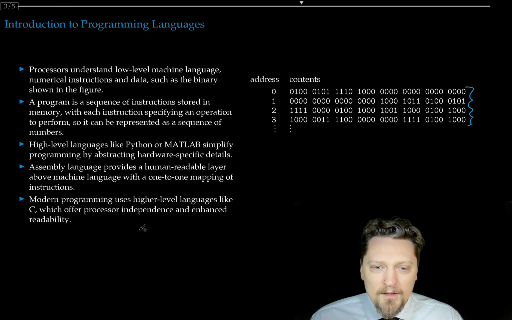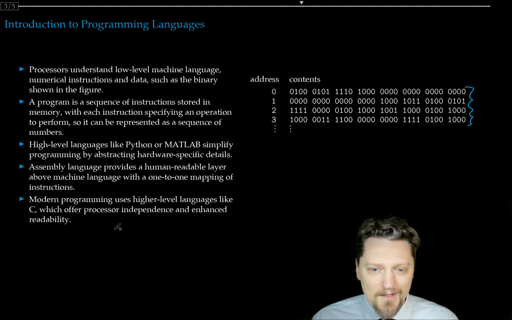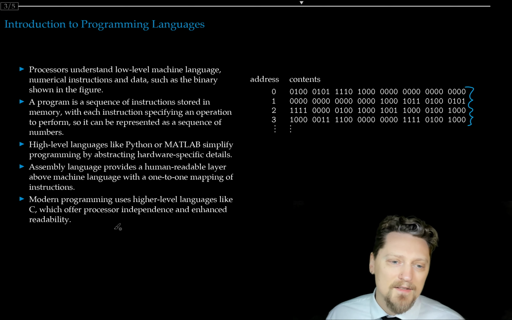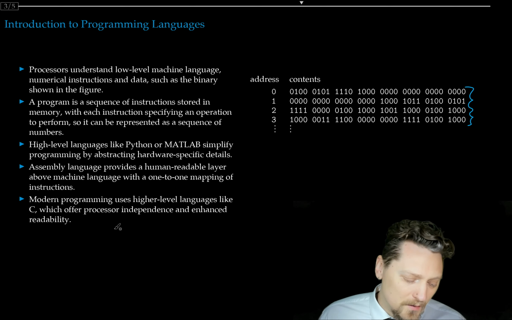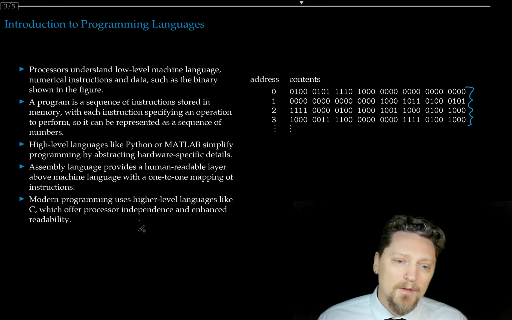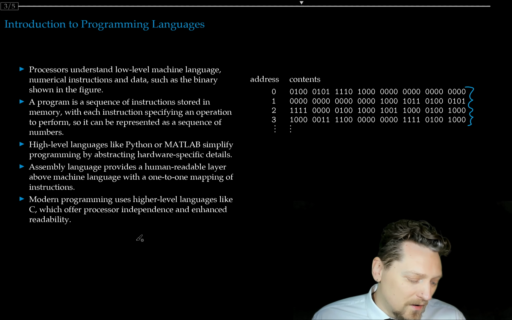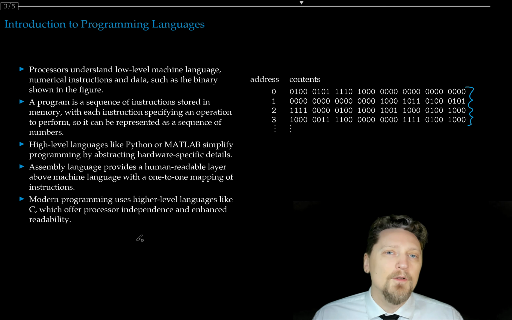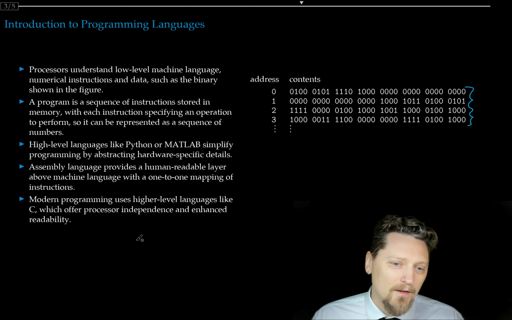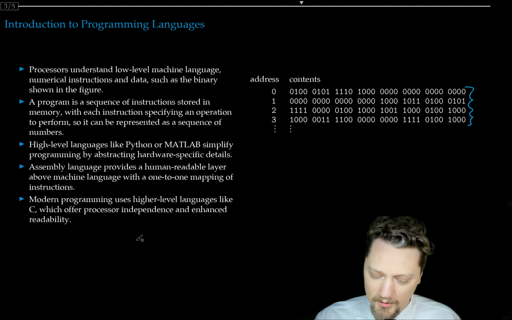Modern programming uses higher-level languages like C, which offer processor independence and enhanced readability. Looking through assembly code, it's often very difficult to discern what the program is doing. Whereas when you look at a C program, if the programmer was doing their job well, you should be able to follow what's going on. Okay, so that's a high-level intro to programming languages.